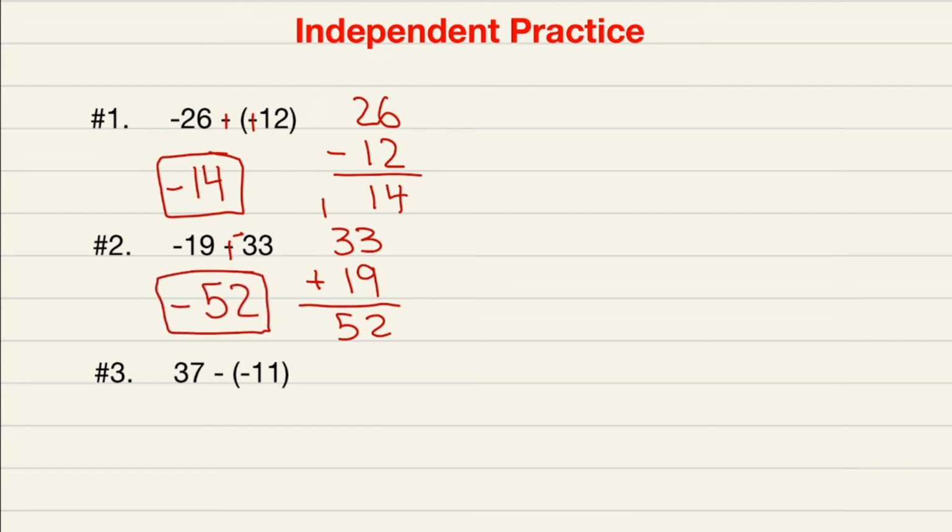And finally, for number 3, subtraction to addition, and also negative 11 is going to become positive 11. So we now have a 37 plus a positive 11. So same sign, they're both positive. You can add them normally. 37 plus 11 is going to give us 48. And since they're both positive, our answer is also positive.